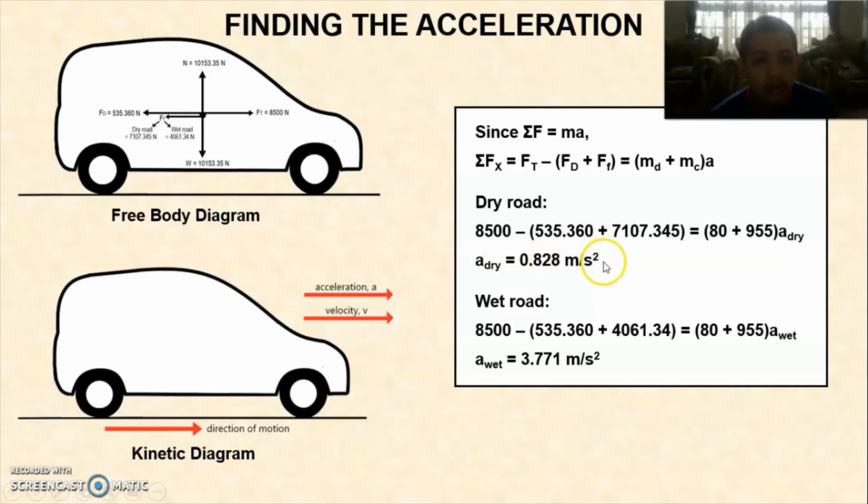The same goes for the wet road. We just change the friction force, which is 4,061.34 Newton for the wet road. So we will get 3.771 meter per second squared for the wet road acceleration.